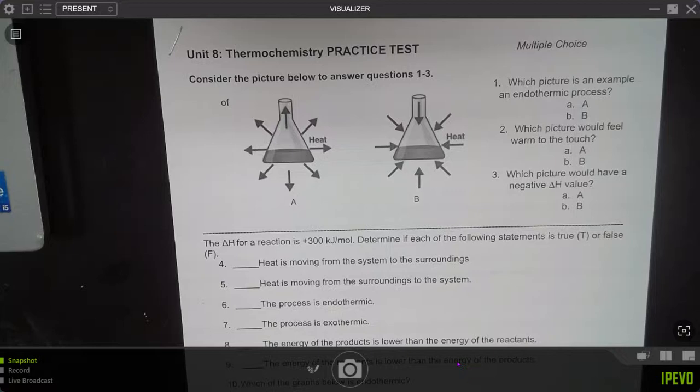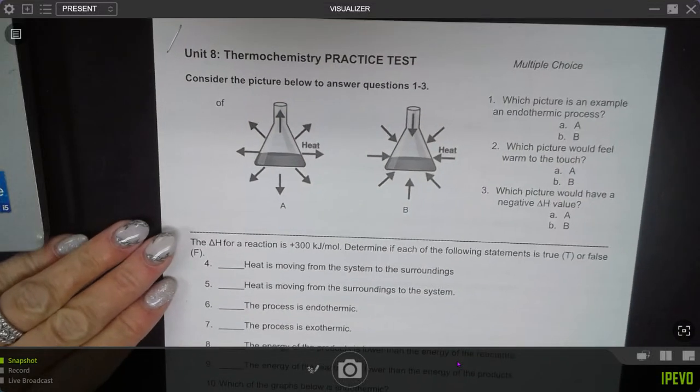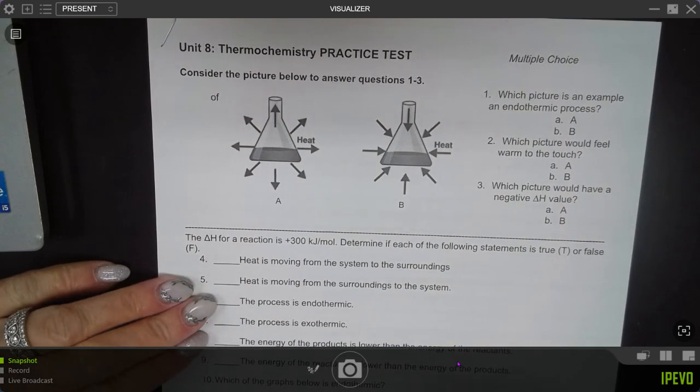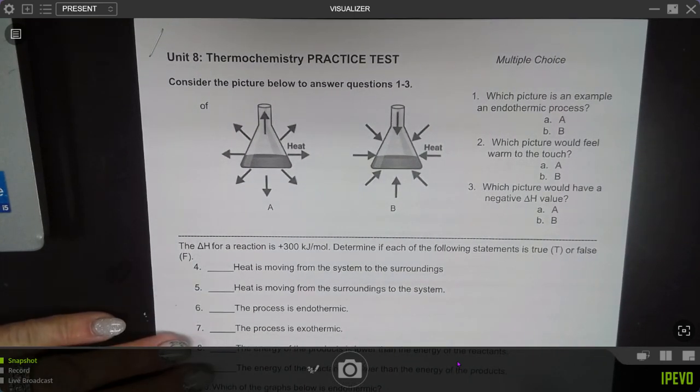Hey guys, this is Mrs. Lyons, and I thought I would take a couple of minutes and just go over this practice test with you so that you are as prepared as possible for our upcoming assessment.